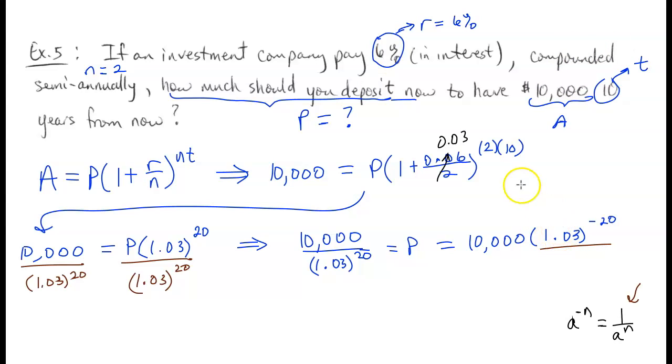so now all we have to do is put that into our calculators to get what our answer will be, and this answer here should be approximately $5,536.76. Okay. So we see now that we're going to have to put in $5,536.76 now to be able to get 10,000 later, but of course that's 10 years from now. Okay.